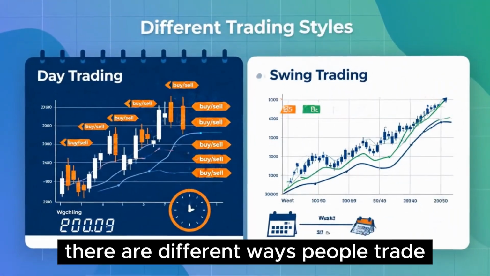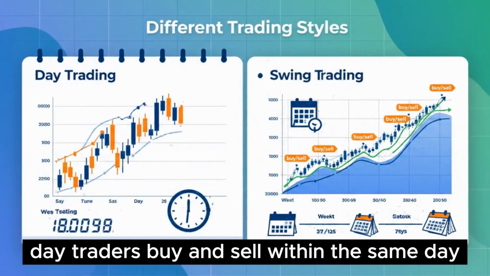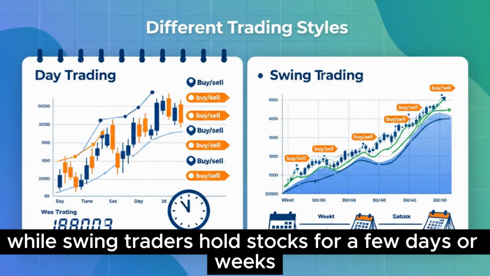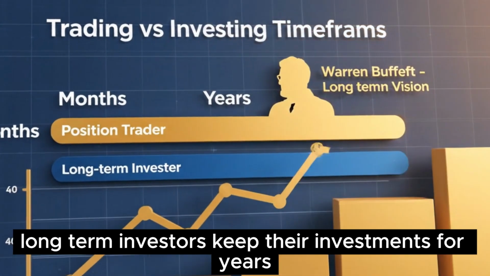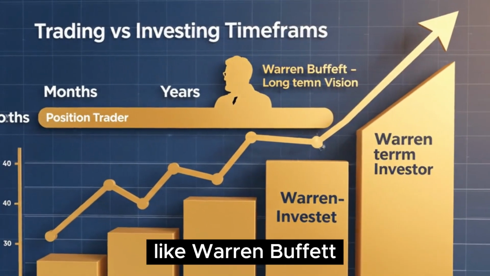There are different ways people trade. Day traders buy and sell within the same day, while swing traders hold stocks for a few days or weeks. Position traders hold for months, and long-term investors keep their investments for years, like Warren Buffett.